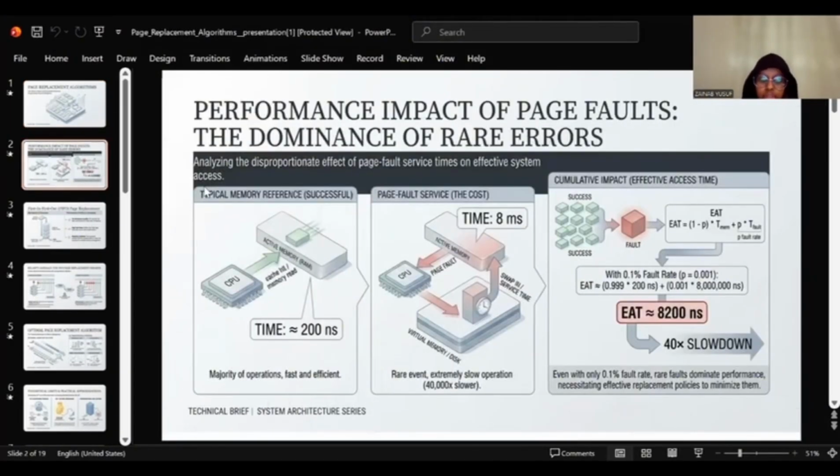Performance impact of page faults. Even though most memory accesses take only around 200 nanoseconds, a page fault can take over 8 milliseconds, which is 40,000 times slower. Even a tiny fault rate like 0.1% dramatically increases the effective access time. This is why choosing the right page replacement strategy is critical. Rare faults dominate overall performance.